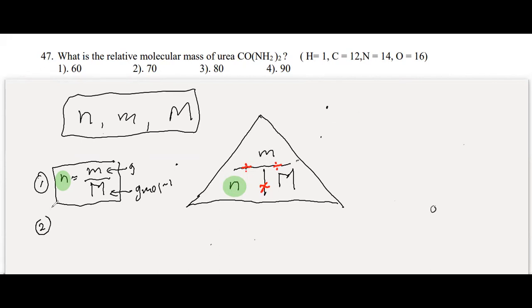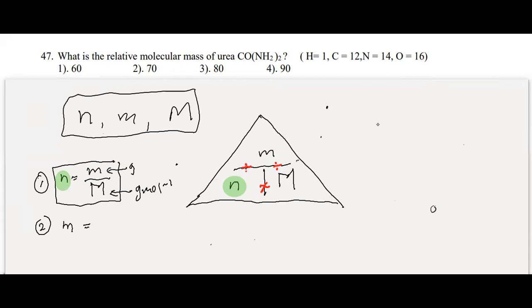If I want to find simple m, that is mass, what should be given? The remaining two should be known. Simple M and capital M should be known. So to find any one of these, the other two should be known, otherwise you can't do the calculation. Either they will give the information in the exam to calculate the other two.